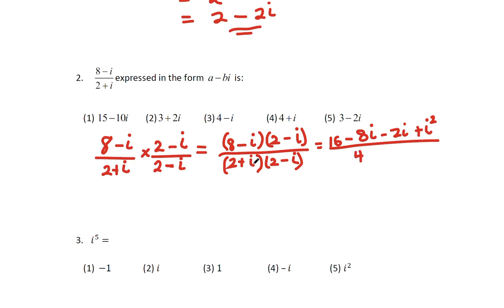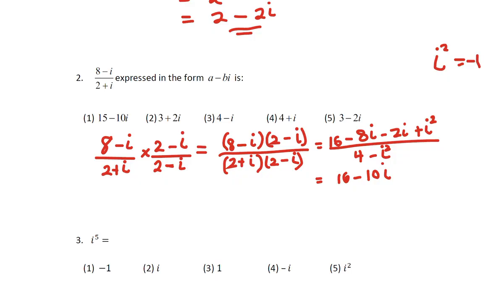And then we multiply i by negative i, which is going to be minus i squared. So positive i multiplied by negative i gives us minus i squared. So that is how we can simplify that very easily. So this becomes 16 minus 8i minus 2i, which is going to give us minus 10i. And now i squared is equal to negative 1.